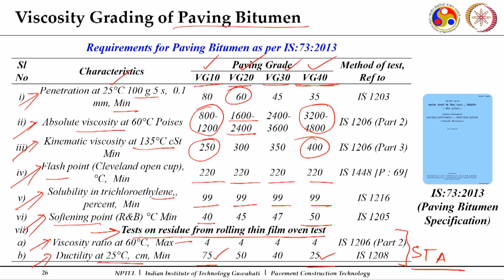And viscosity ratio, because again the binder should not be highly susceptible to aging. So, this is the viscosity of aged binder with respect to the unaged binder. We are going to measure the absolute viscosity at 60 degree centigrade of unaged and aged, and this ratio should not be more than 4. So, this is what is ensured through this IS 73 2013 paving bitumen specification. So, it is important to understand the individual characteristics which are required for the binders to be put for different applications.